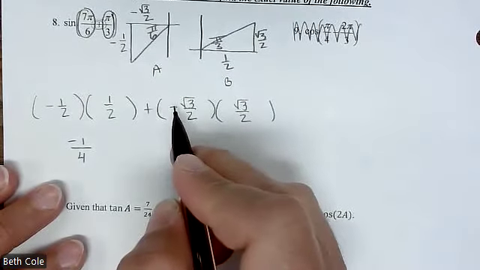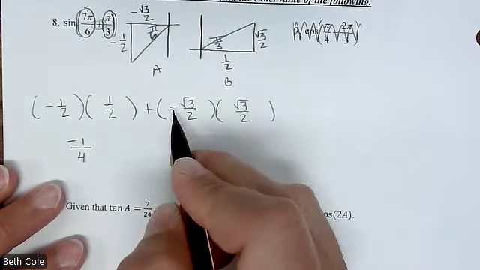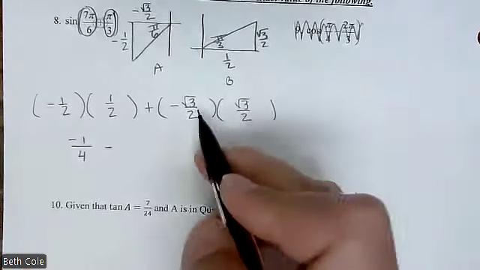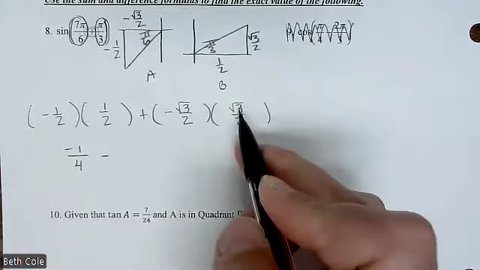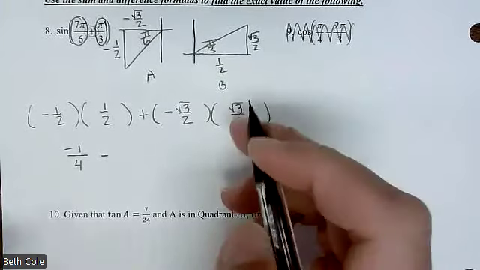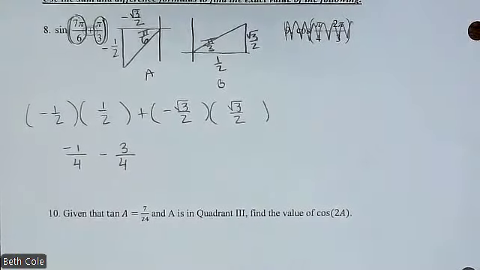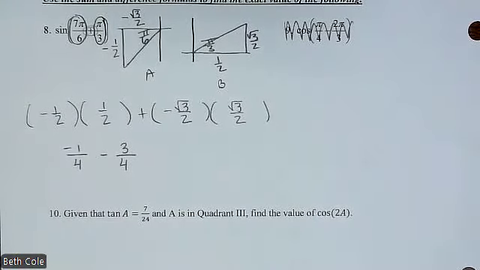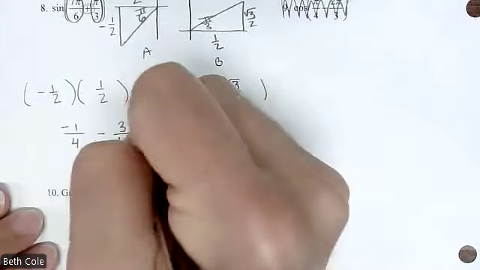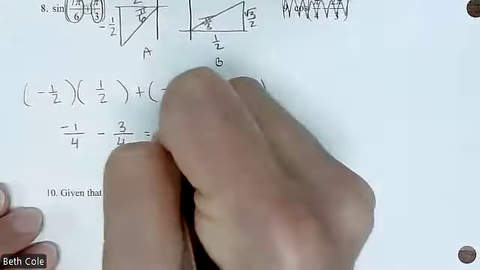I know this says plus, but do you see how there's a negative there? It's going to be plus a negative, so I'm going to just go ahead and write minus. What is square root of 3 times square root of 3? It would just be 3, right? And then 2 times 2 is 4. So if you put that together, negative a fourth minus 3/4 is -1.